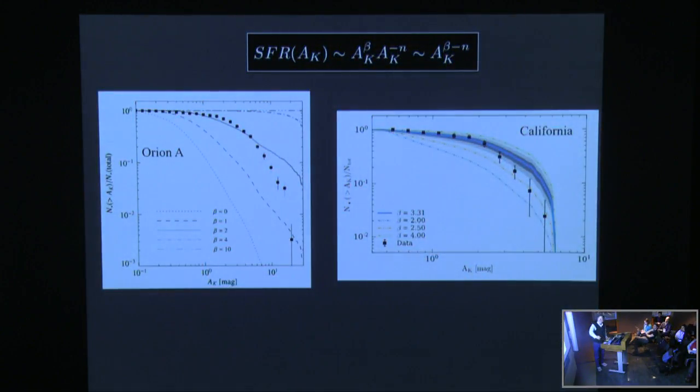So you can write that down as above, and you find that the star formation rate is actually a power law of extinction. And here I've plotted the cumulative fraction of protostars, or you can think of it as a cumulative star formation rate in each cloud as a function of extinction.